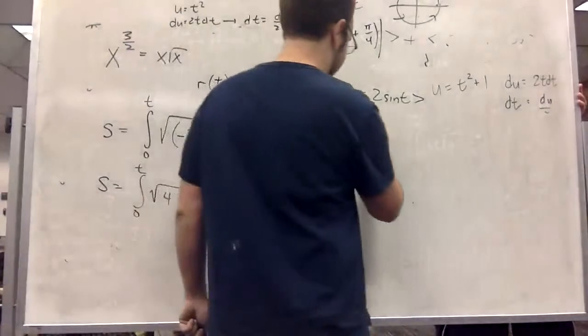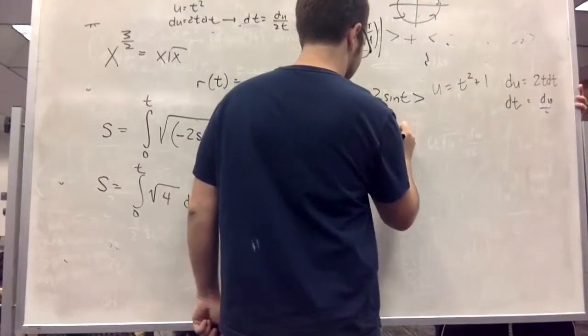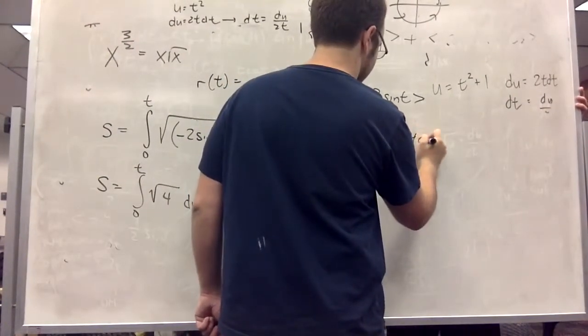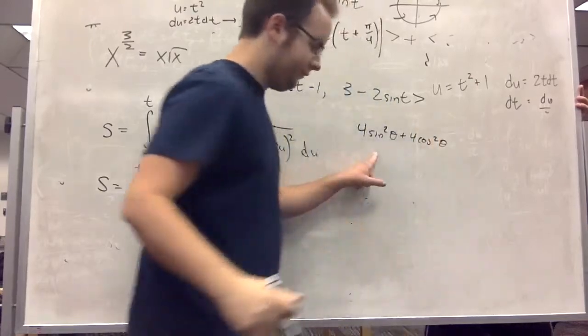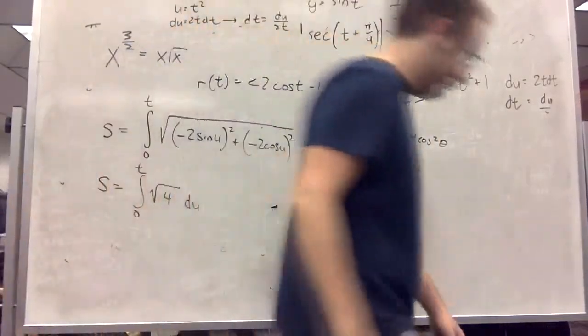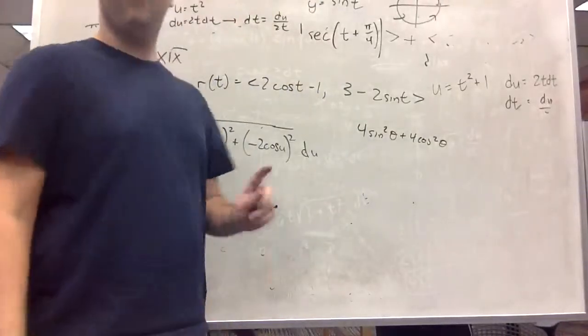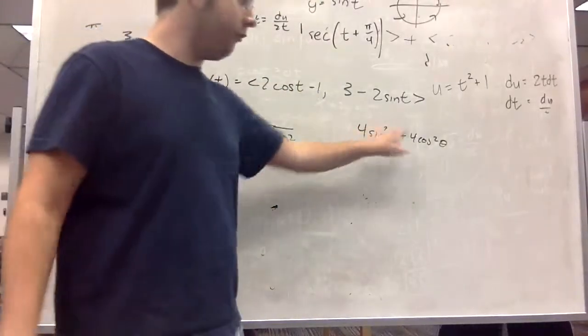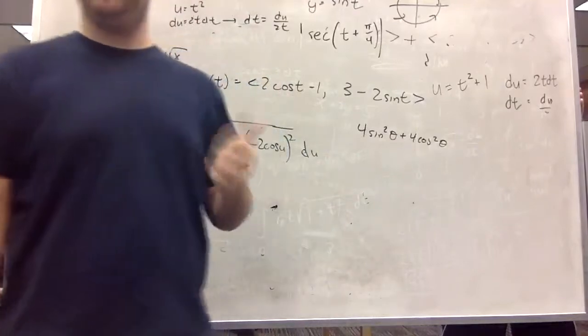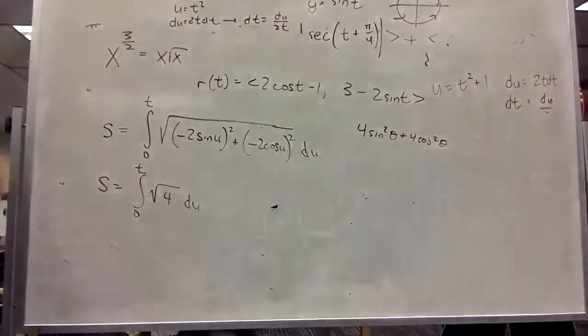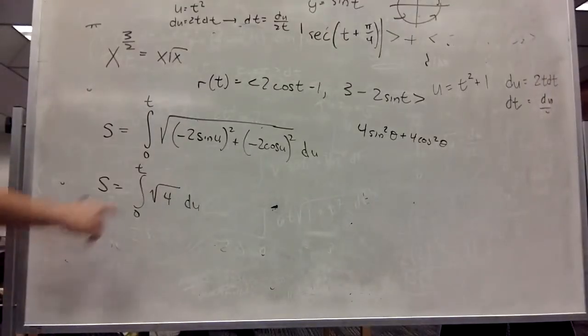And don't mess this up, by the way. What is 4 sine squared plus 4 cosine squared? It's 4, not 8. A lot of people would say 4 plus 4, that's 8, right? No, it's 4. 4 sine squared plus 4 cosine squared is 4, not 8. So I guess the square root of 4 to u.